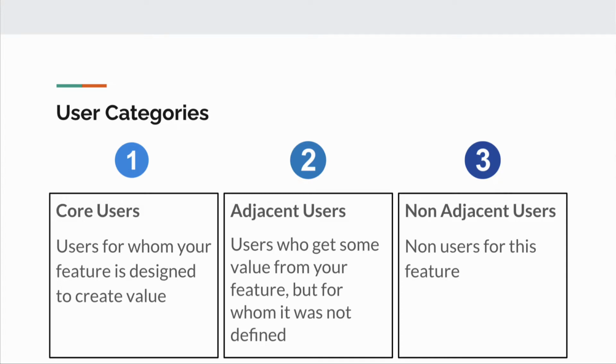There are three types of users: the core users, users for whom your feature is designed to create value. Another one, adjacent users, the users who get some value from the feature you are developing, but it is not designed or defined for them. Non-adjacent users, or non-users for this feature, have no impact, whether you add the feature or not.